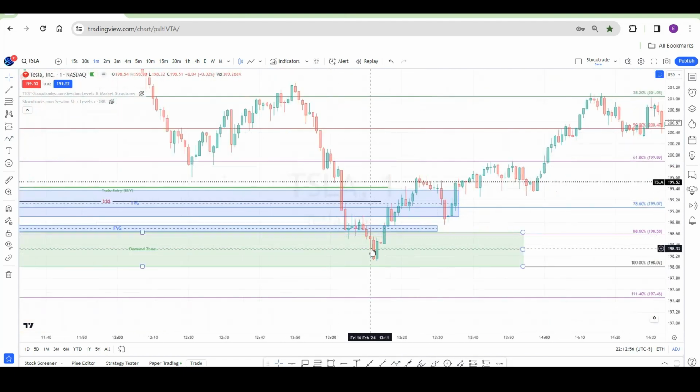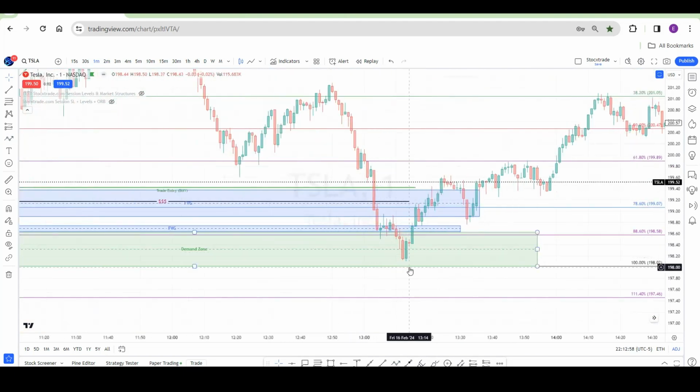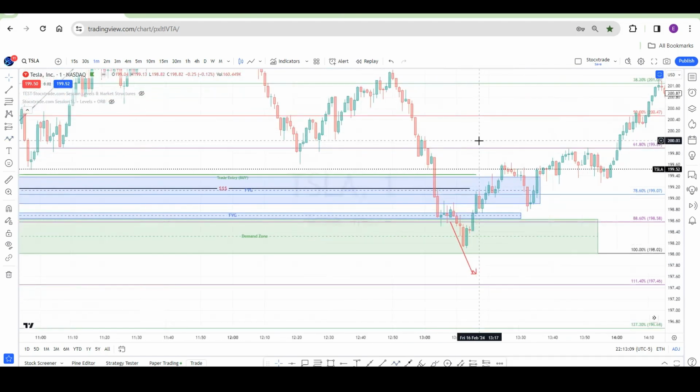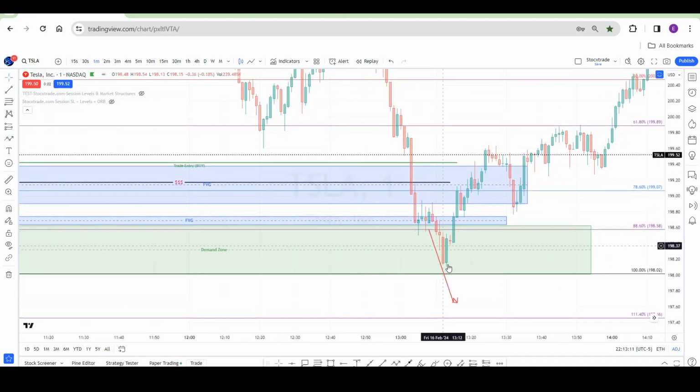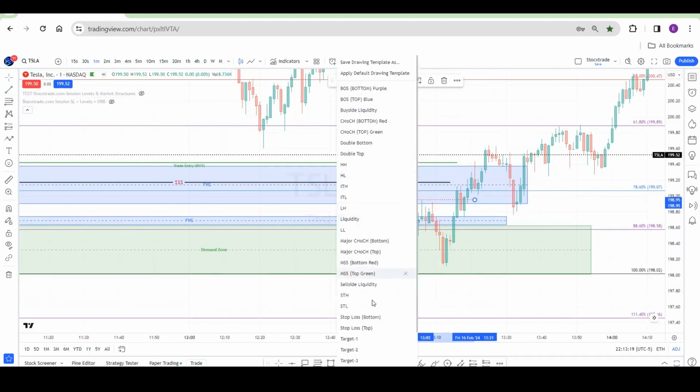You still didn't enter. The price came here, but you were scared that the price might go down. I didn't enter, I was thinking that the price would hit my stop loss. But if it gives you the change of character and the same thing, then I will re-enter. I will enter on the second retest. So this is the change of character.